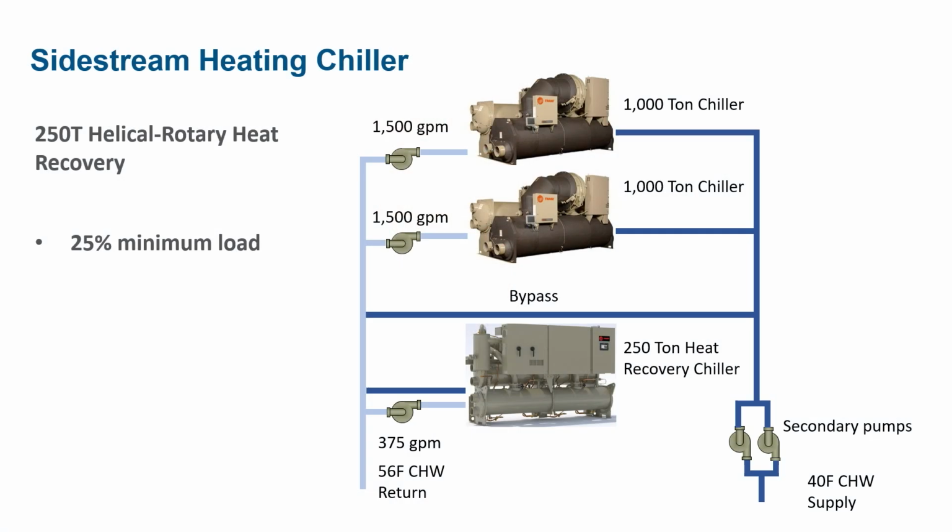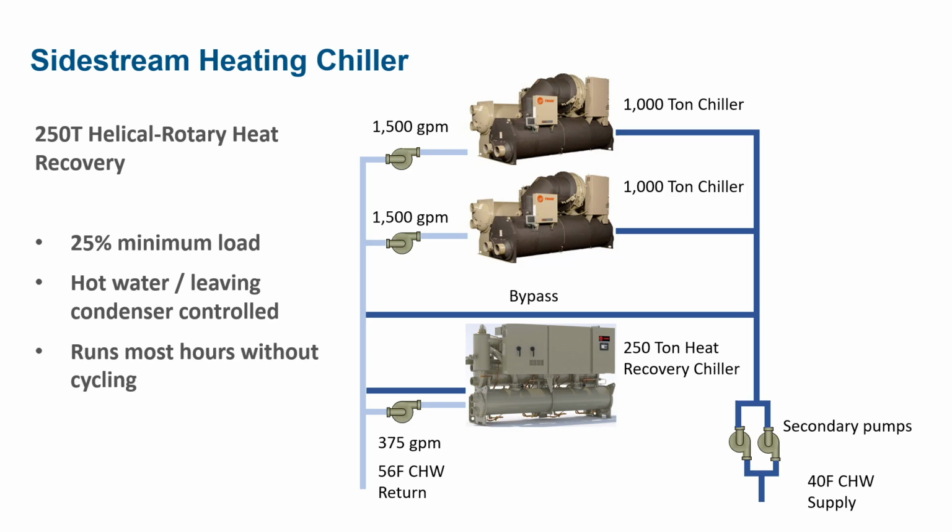Let's look at how changing the heat recovery chiller to a positive displacement unit improves plant operation. Changing to a helical rotary positive displacement heat recovery chiller increases the unit turn down to roughly 25%, an improvement over the centrifugal chiller. The rotary chiller is also controlled to the condenser leaving temperature, and most importantly, the unit is able to run most hours without cycling. If more turn down is required, another solution would be to switch to two smaller 125-ton heat recovery chillers.